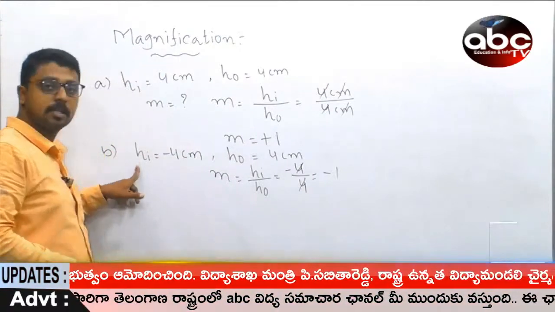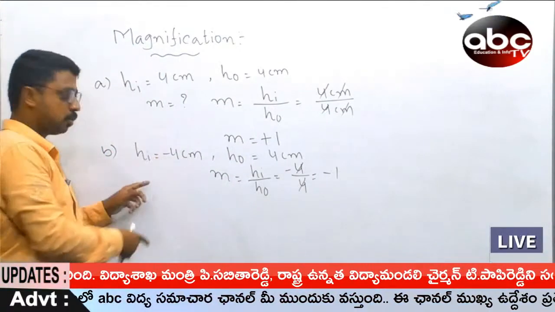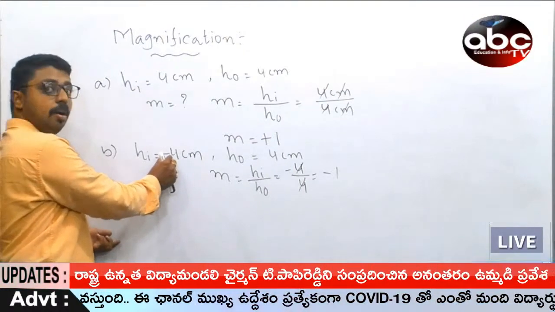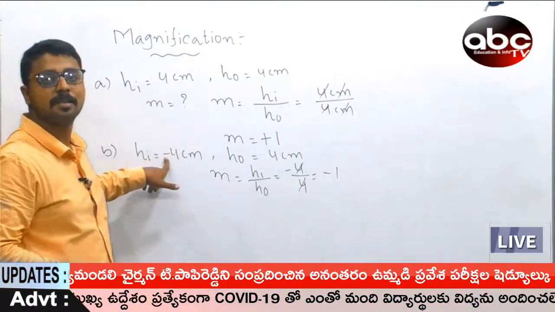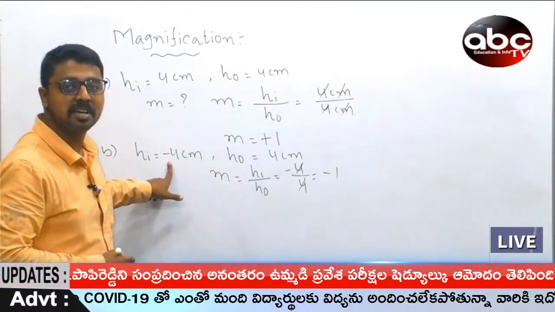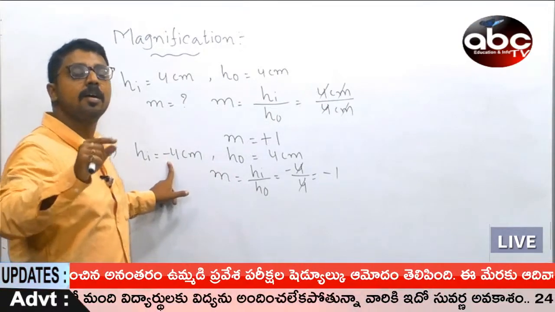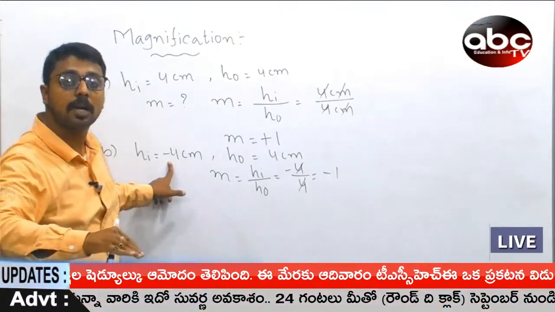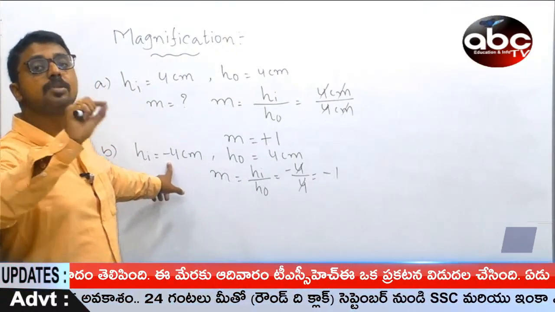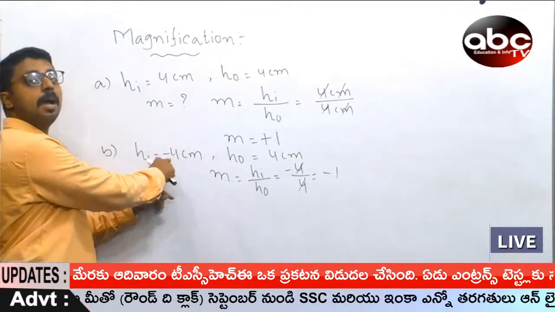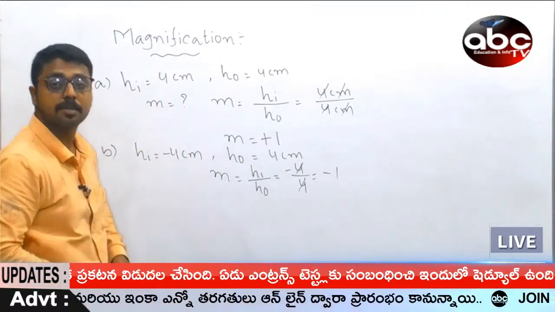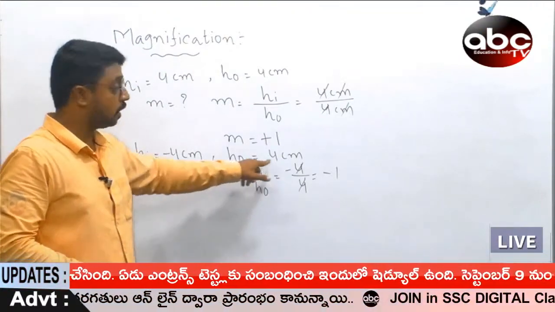Whereas if you take this one, it is a real image. We can say it as soon as we see it. Why? Because the image is formed below. How can you say minus? Just now I have said sign conventions. If an object or image is below the principal axis, the height is indicated by minus. So naturally, the height of image is minus 4 centimeters, and the height of object is 4 centimeter.